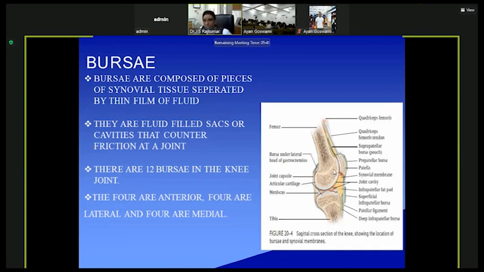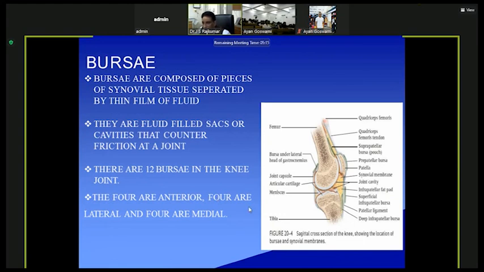So what are bursae? They're nothing but the synovial tissue I talked to you about. Imagine if these are bounced into little pouches, then they're called bursae. They're composed of pieces of synovial tissue. They're fluid-filled sacs, and there are 12 bursae in the knee joint. Some books will say 11, some will say 12. 4 anterior, 4 lateral, and 4 medial is the standard teaching.